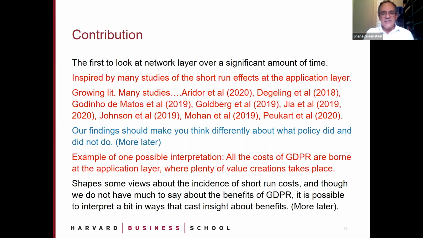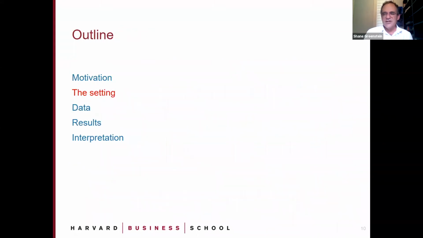In addition, it also will shape your view of the short-run costs. We don't have much to say about the benefits of GDPR, one way or the other, but conditional on using it to understand costs, it shapes a little bit the way you think about the benefits. So, again, I'll defer that till the end. So that's what our contribution is, and this is a good moment to pause. That's where we're going. What do you think?